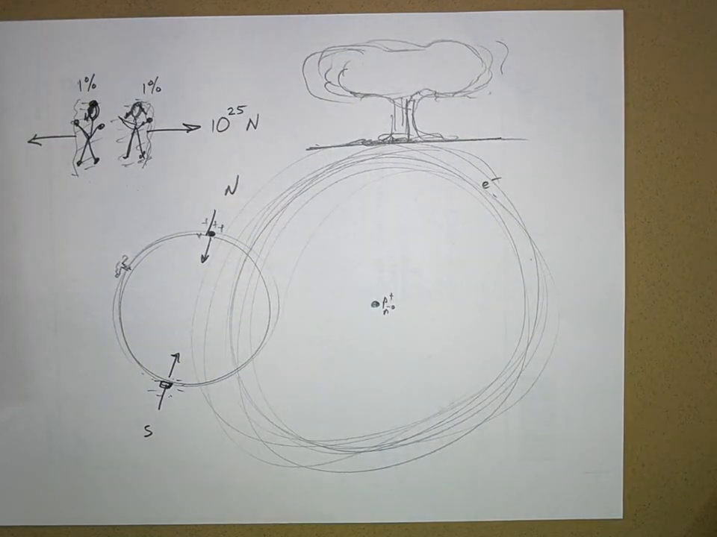Atoms are 99.9999999% empty space. Therefore, you are 99.999999999% empty space. We're ghosts. So how come if we're ghosts, how come we can't walk through walls? Okay, I'll tell you why.